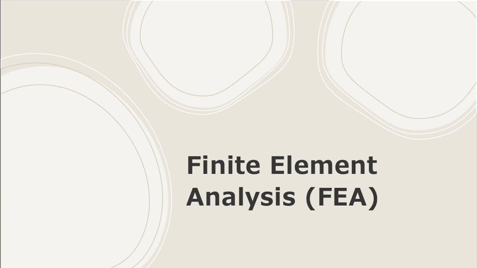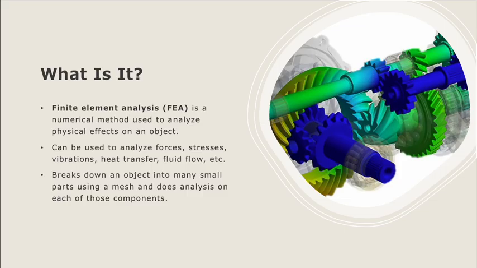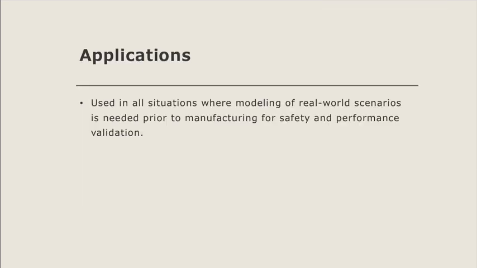FEA, finite element analysis, is the fifth and final thing we'll be talking about. So what is this? This is a numerical method used to analyze physical effects on an object. And this includes forces, stresses, vibrations, heat transfers, fluid flows, and so on. It works by breaking down an object into many small parts using a mesh and doing analysis on each of those components. It is used in all situations where modeling of real-world scenarios is needed prior to manufacturing for safety and performance validation without actually having to perform the stresses on the real object itself.